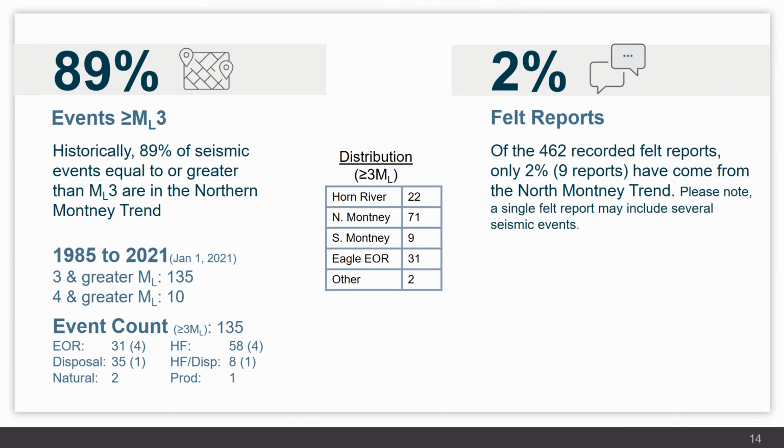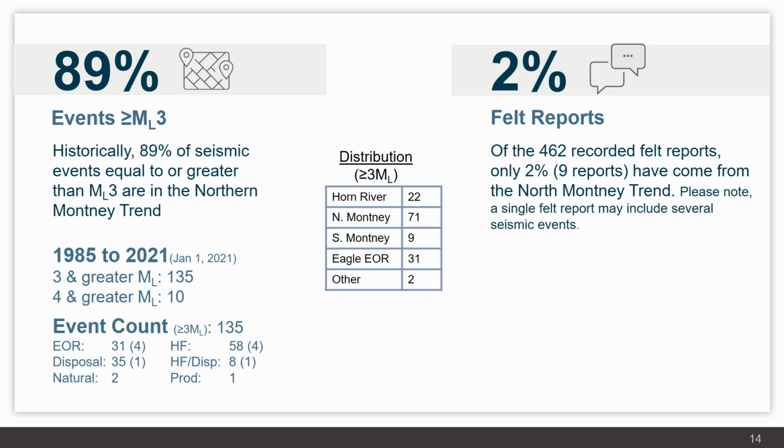The influence of these two unique geological features can be outlined when reviewing the distribution of significant seismic events, which would be events equal to or greater than magnitude 3. There have been 135 significant seismic events cataloged within oil and gas operation areas since 1985 in Northeast BC, with 133 of those believed to be induced.